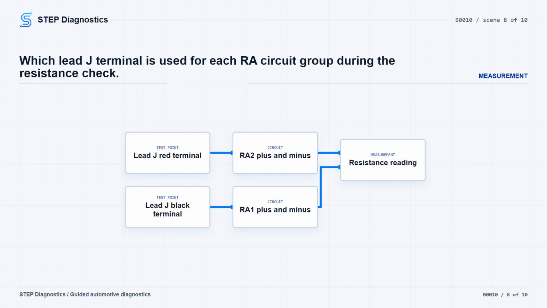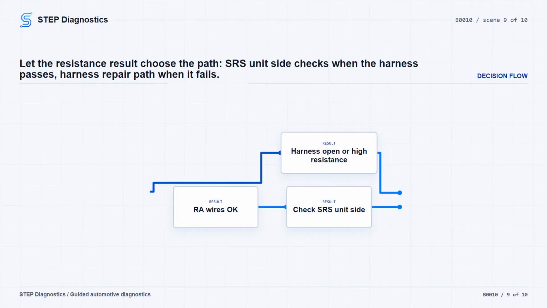Measure the resistance at the test points. Use the black terminal of SRS simulator lead J for the RA1 plus and RA1 minus side, and the red terminal for the RA2 plus and RA2 minus side. The decision point is 1.0 ohm or less. If the measurement is 1.0 ohm or less, the RA1 plus, RA1 minus, RA2 plus, and RA2 minus wires are considered okay. At that point, look at the SRS unit side.